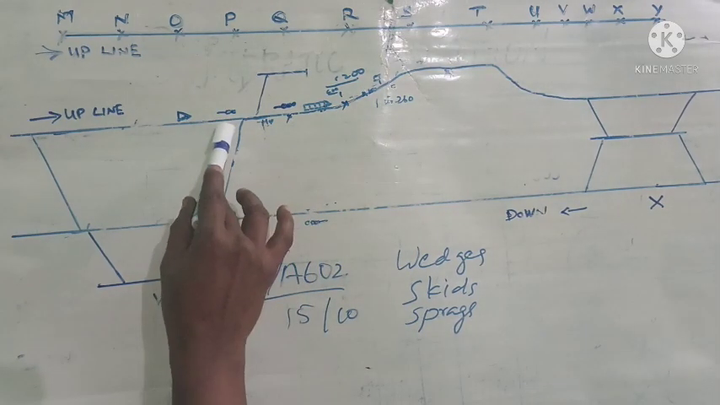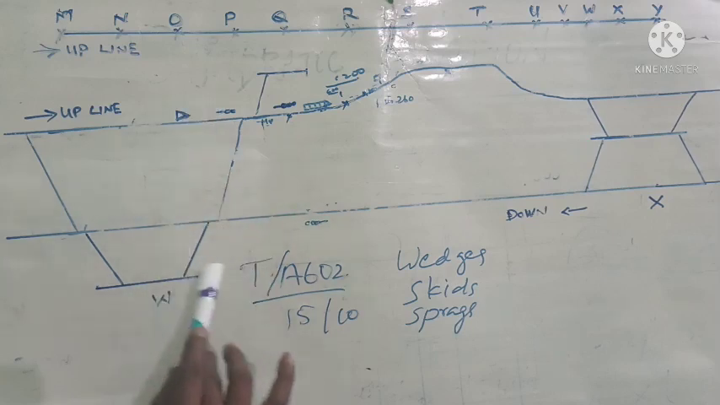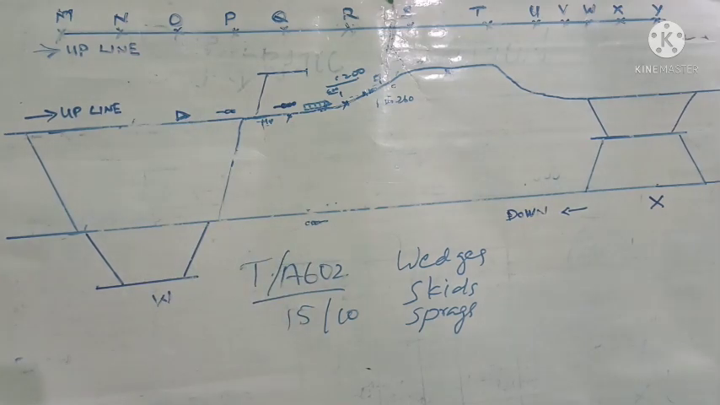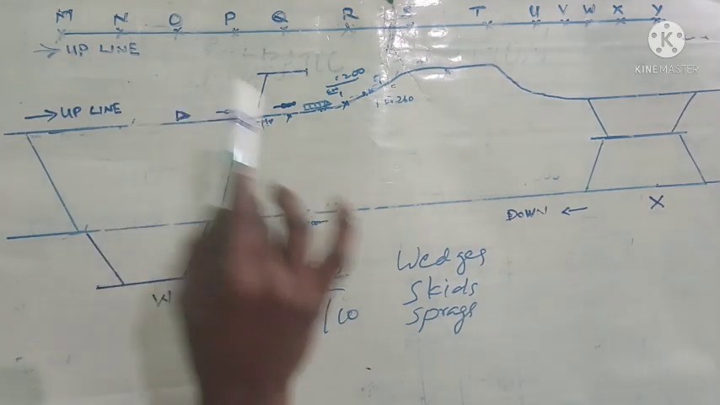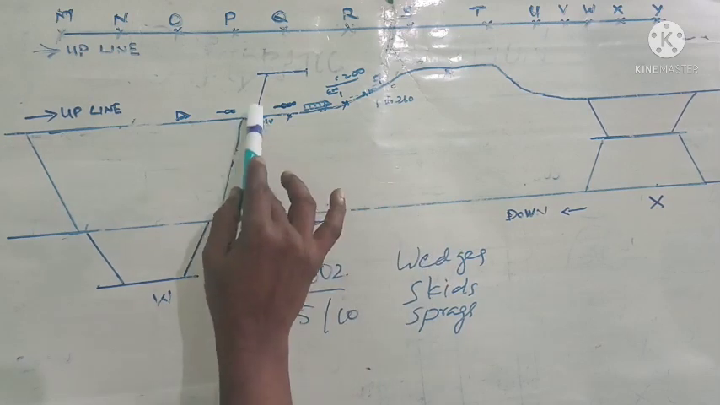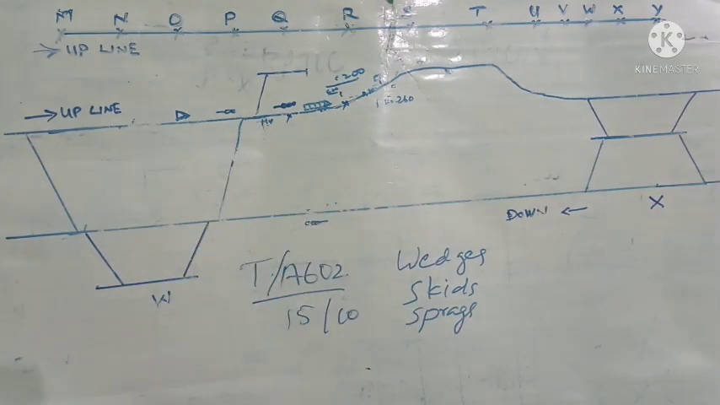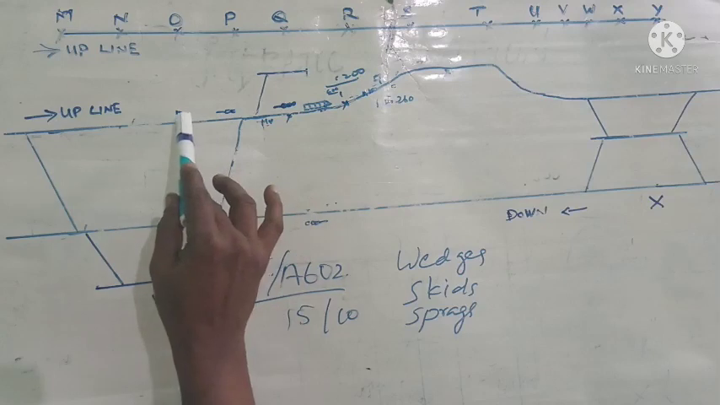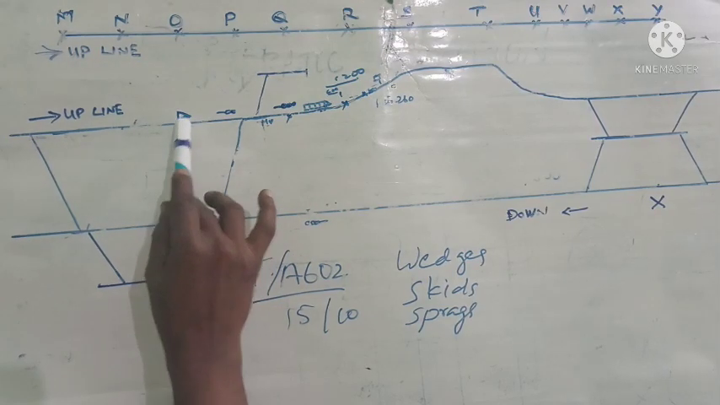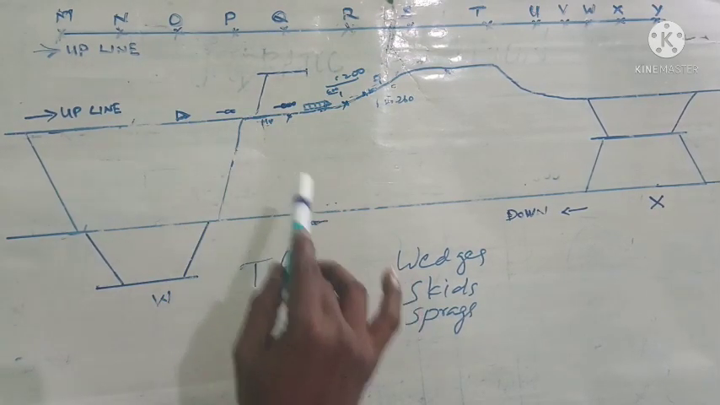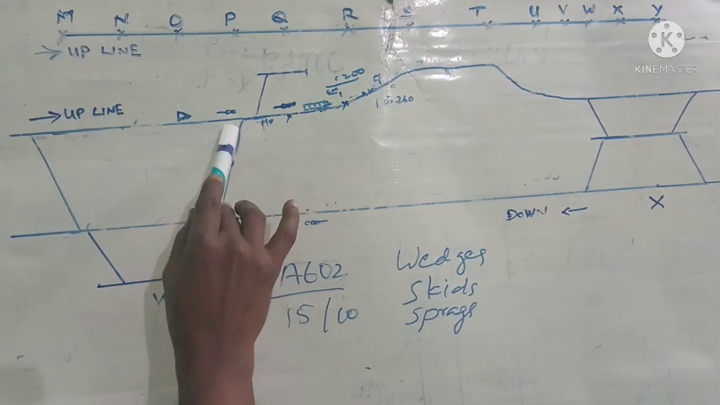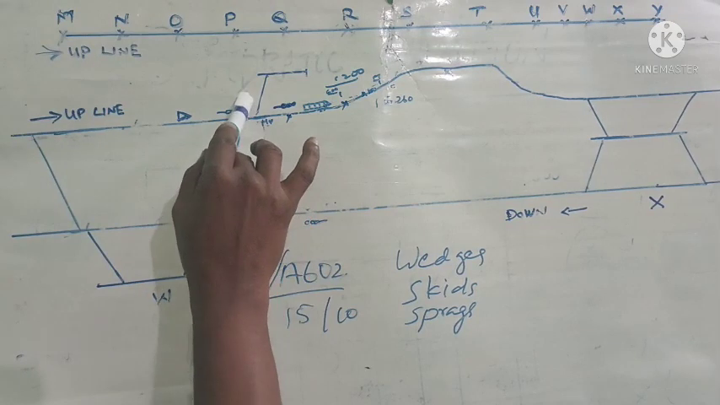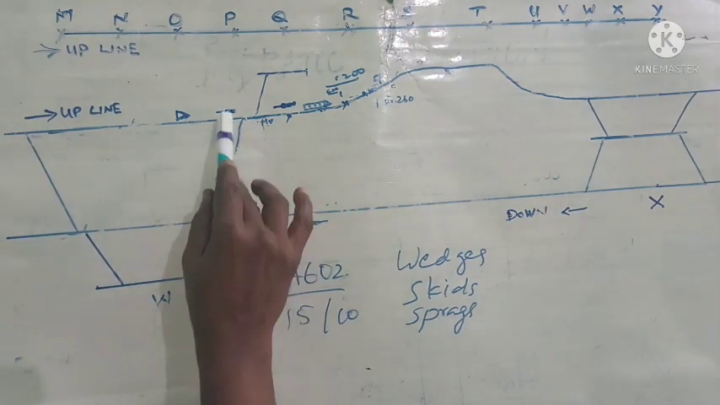Suppose it is not a free starter, there will be a calling on signal below this starter, and that calling on signal can be taken off for dispatching this engine. Suppose the calling on signal is also not there, in that case these two points are to be set, clamped and padlocked for dispatching this engine. In that case, T-bar 369 3B is also to be given to pass the starter signal at on, and also PHS should be shown at the foot of the starter.